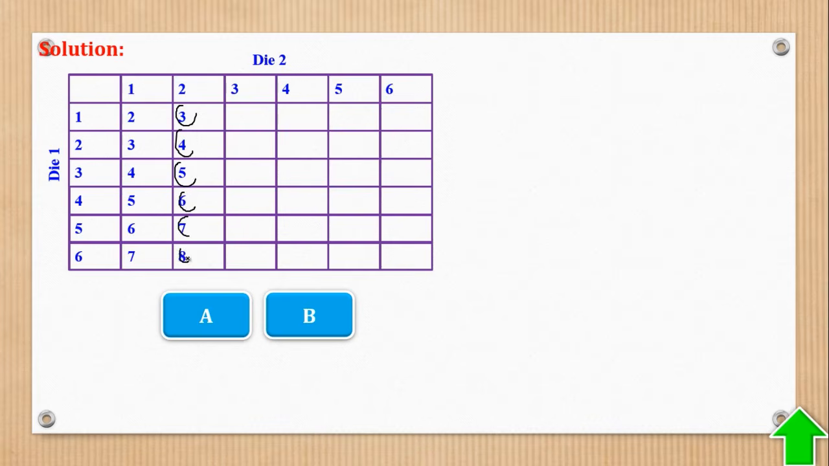So when I do that for all the columns, for this column I'll come up with 4, 5, 6, 7, 8, 9. Then for this other column I'll come up with 5, 6, 7, 8, 9, 10. Then 6, 7, 8, 9, 10, 11. And for this other column I'll come up with 7, 8, 9, 10, 11, 12. So those are my sums.